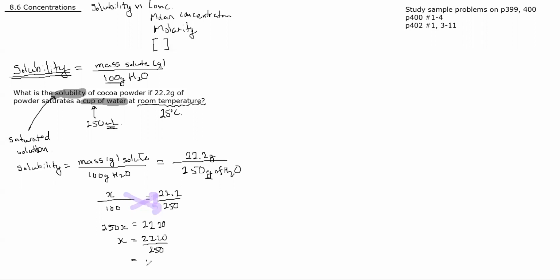Okay, 8.88. Therefore, the solubility of cocoa powder is 8.88 grams per 100 grams of H2O. And that is correct because we're assuming a cup of water is perfectly 250, so it's a constant.